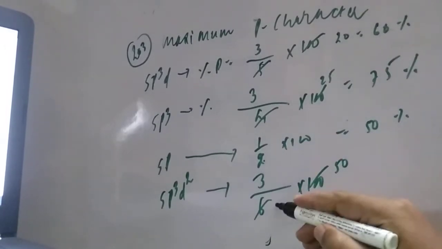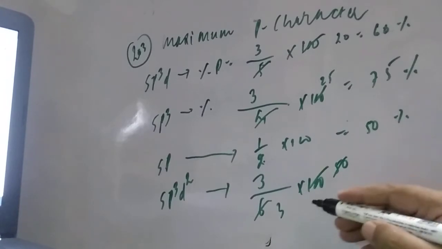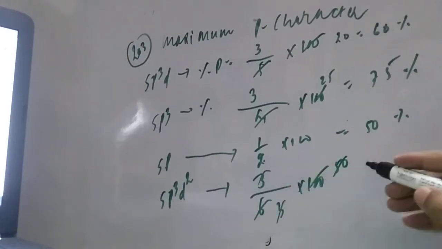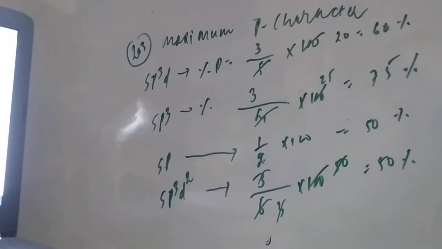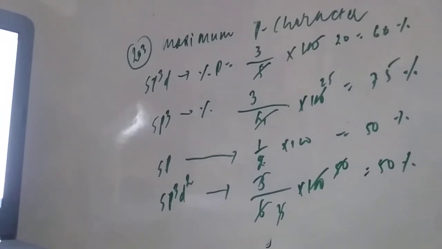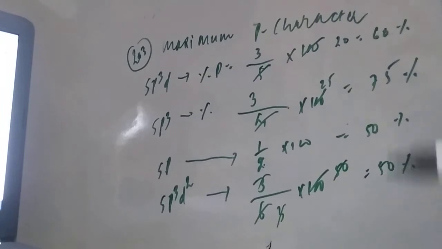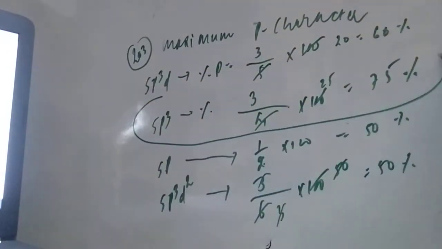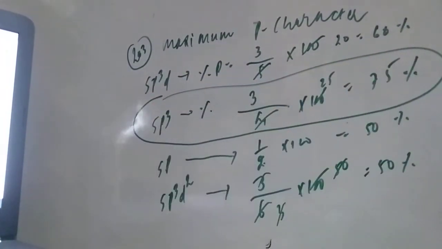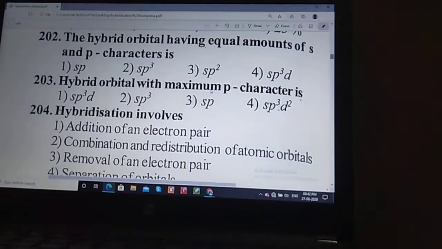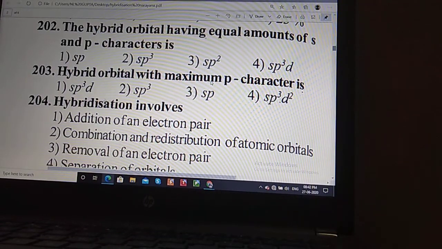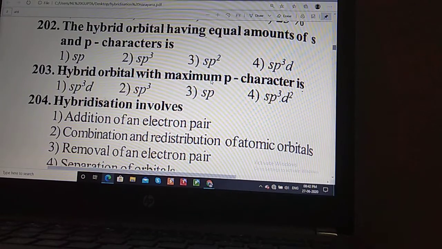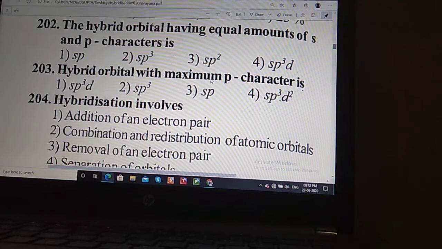Okay, 3, and here, the 3s cancel out. If you talk about the 50%, okay, 3. So which one is having the maximum? If you are talking about the maximum p character, student, here is sp3, where 75% is coming. So the correct option will be option number 2. You can check in the slides. That is question number 203: the hybrid orbital with maximum p character is sp3, option number 2.